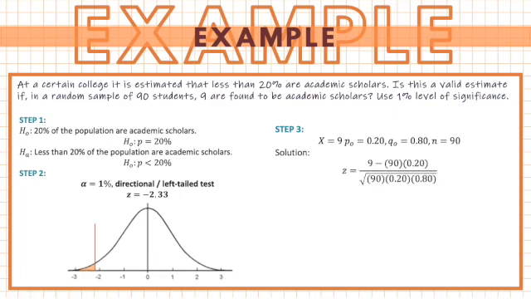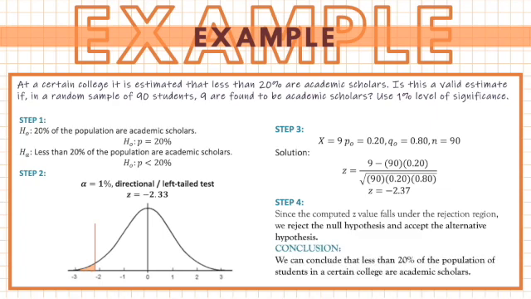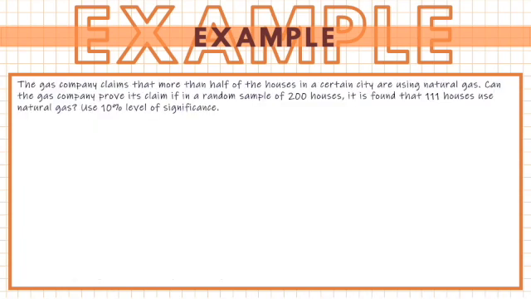So plugging that into our formula, we have 9 minus 90 times 0.2 all over the square root of 90 times 0.2 times 0.8, which gives us a computed Z value of negative 2.37. So in step 4, since the computed Z value falls under the rejection region, and it is less than our critical value, which is negative 2.33, then we reject the null hypothesis and accept the alternative hypothesis. Hence, we can conclude that less than 20% of the population of students in a certain college are academic scholars.